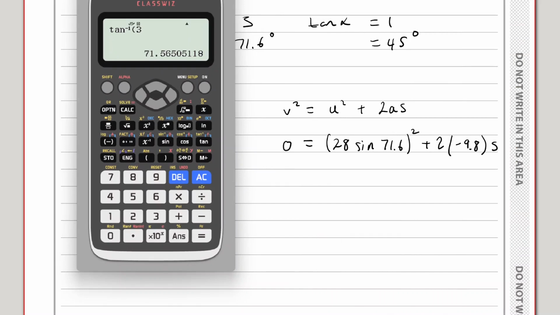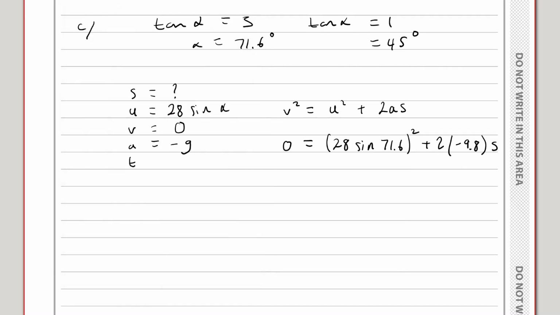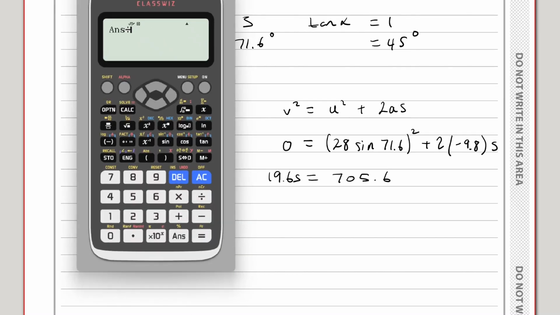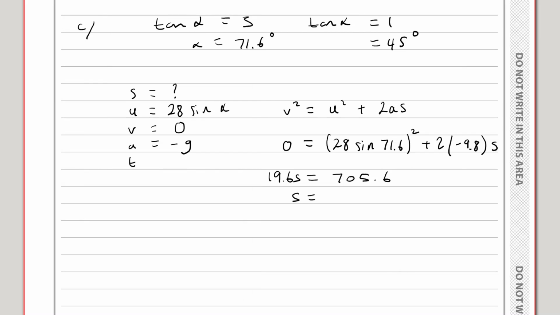So I've got the answer in the calculator. 28 sine answer, squared, 705.6. And I'll bring the 2 times 9.8 over to the other side. So that would be 19.6s. Divide by 19.6, and we get 36. So 36 meters.